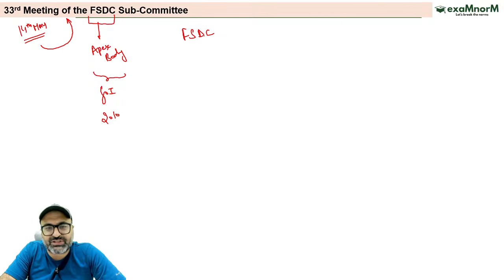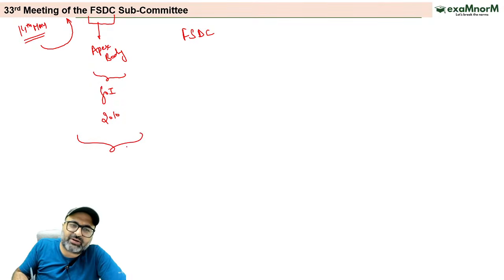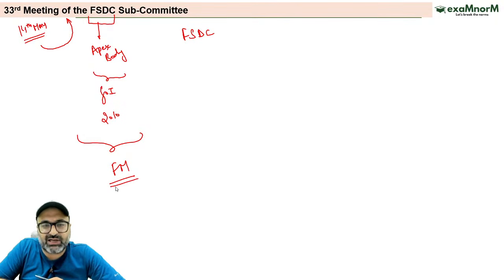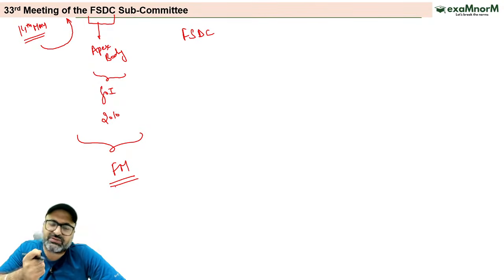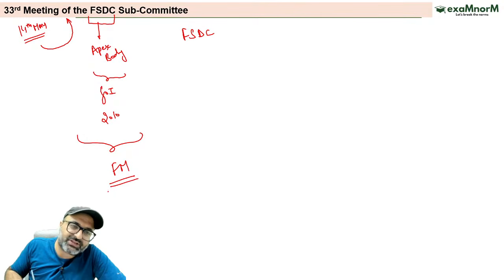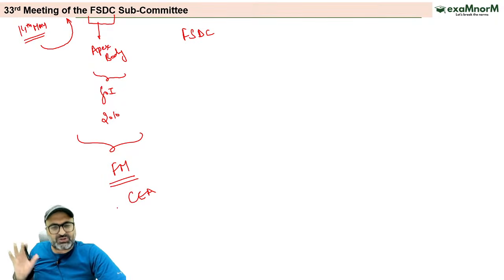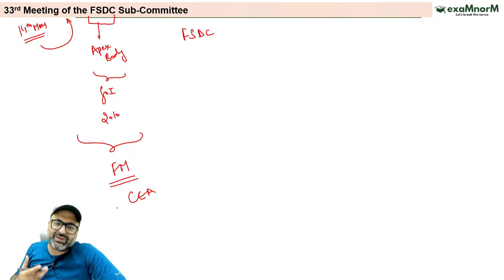If I talk about the FSDC chairman, so this council is headed by none other than the Finance Minister of India. Its members are Governor of RBI, Finance Secretary, as well as Finance Secretary of Department of Economic Affairs, Secretary of Department of Financial Services, Chief Economic Advisor, as well as RBI, SEBI, IRDAI, PFRDA heads are also the members. So FSDC basically करता क्या है?